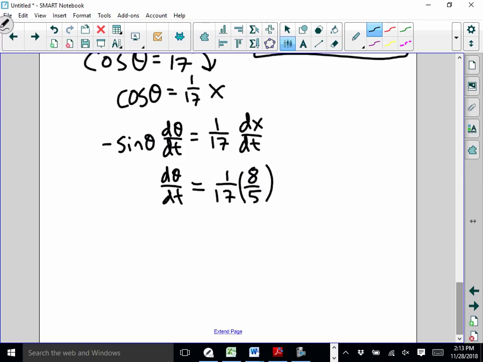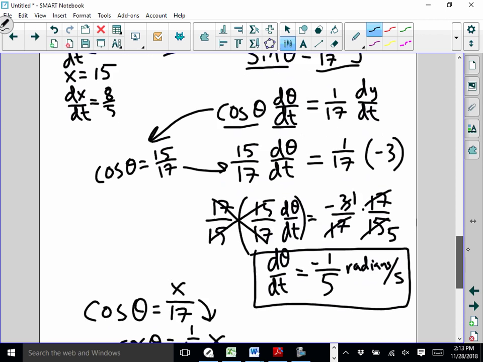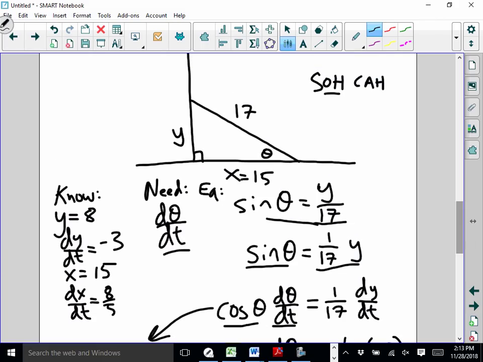Now I have to do negative sine of theta. So I can put my negative out there. Now sine of theta, now I can plug in my real numbers for it. Sine is opposite over hypotenuse. So it's y/17, right? But I know that y's value is 8. So it's 8/17. And it ends up being -8/17.